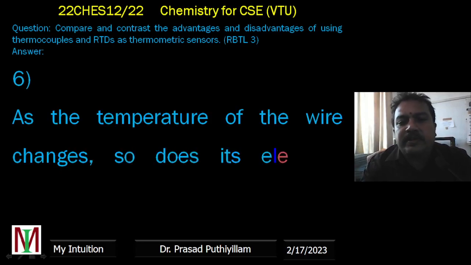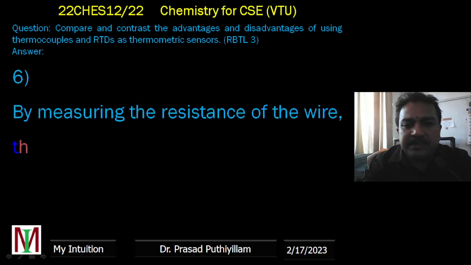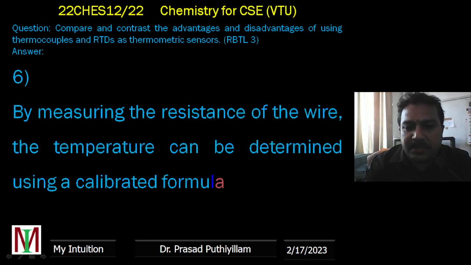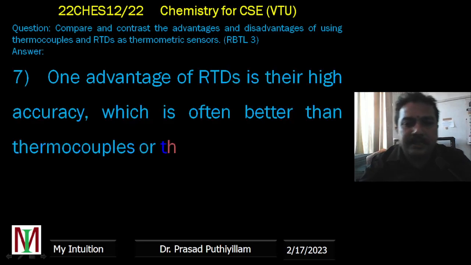As the temperature of the wire changes, so does its electrical resistance. By measuring the resistance of the wire, the temperature can be determined using a calibrated formula. There is a certain mathematical formula or calibration formula which is used. The value has to be substituted there, which will give the accurate result. One advantage of RTDs is their high accuracy, which is often better than thermocouples or thermistors.